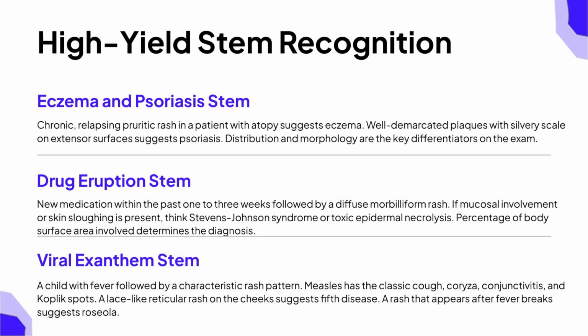For viral exanthems, look for a child with fever followed by a characteristic rash. Measles has cough, coryza, conjunctivitis, and Koplik spots. Fifth disease has the classic slapped cheek appearance with a lace-like rash. Roseola has the rash appearing after the fever breaks. Matching the pattern to the virus is the key.